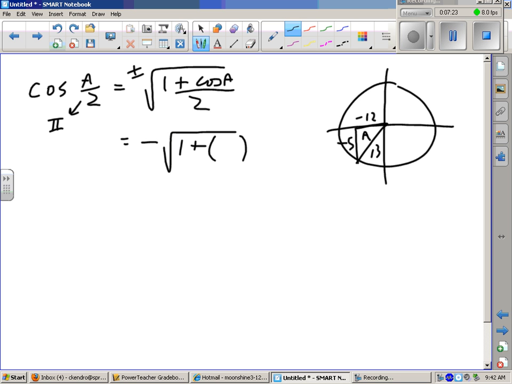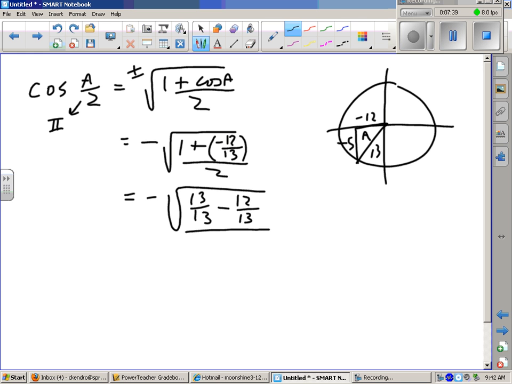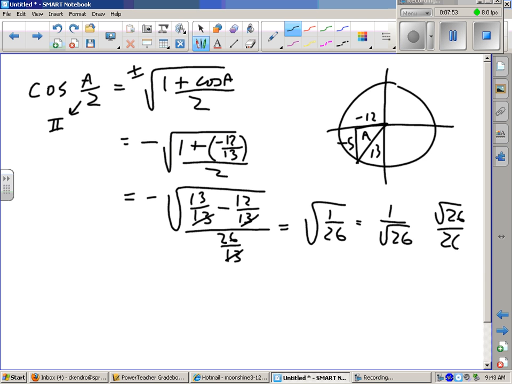All right, putting in the cosine is negative 12/13 over 2. Let's change everything to 13s again. So I have negative 13 over 13 minus 12 over 13 over 26 over 13. Cancel the 13s. I'm left with square root of 1 over 26. Bring out the square root of 1, get rid of the 26 on the bottom, and make sure you keep bringing that negative along with it. So negative root 26 over 26.